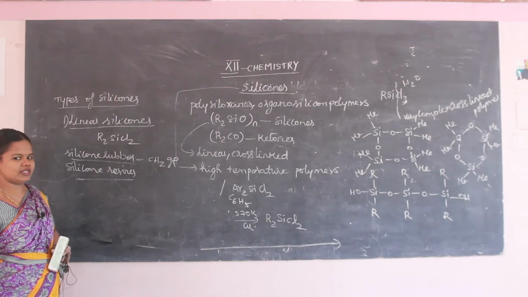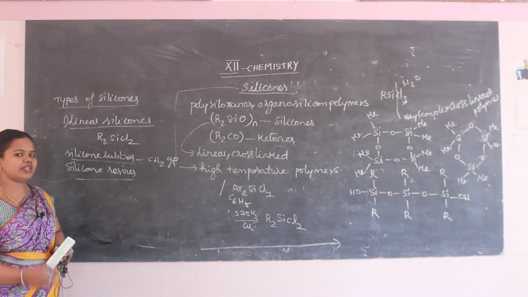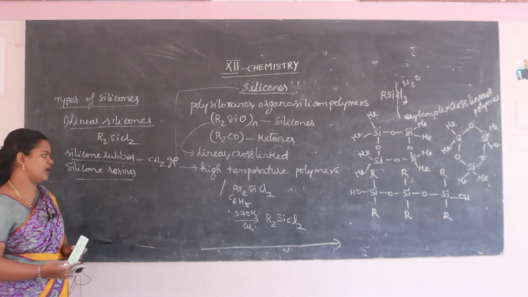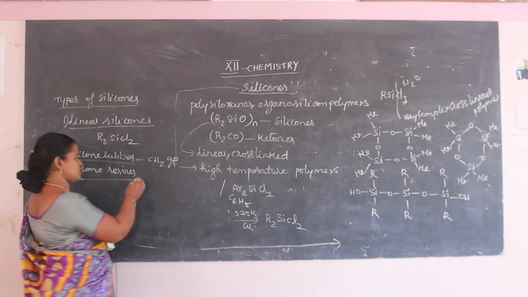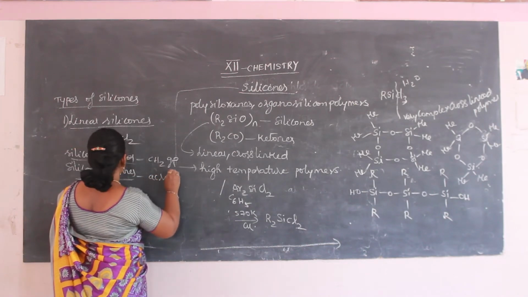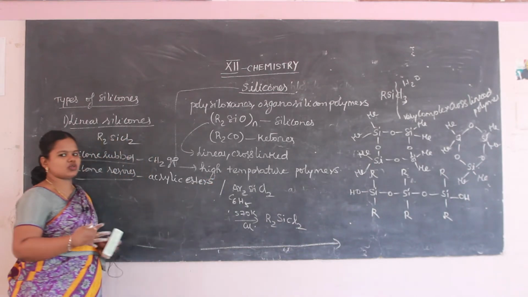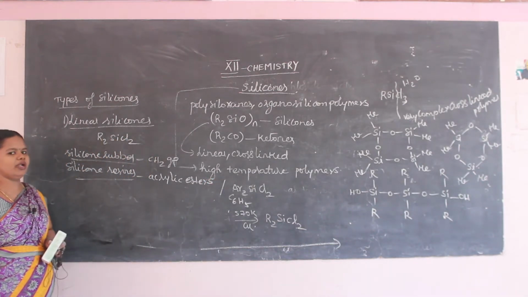Then silicone resins, by blending silicone with acrylic ester. R is the ester's formula. So when we blend silicone with acrylic esters, we will get these silicone resins.